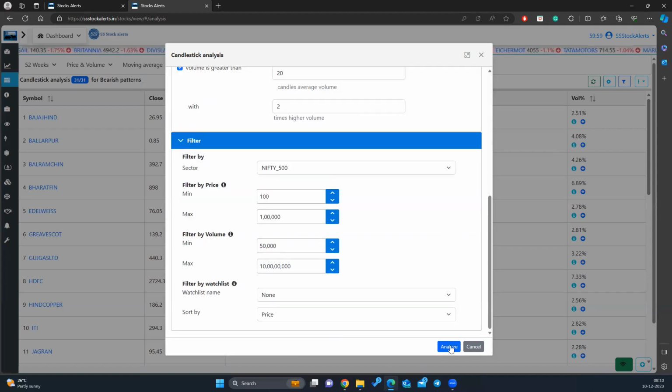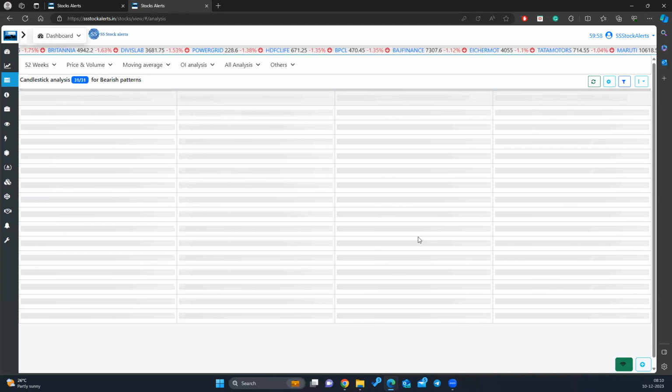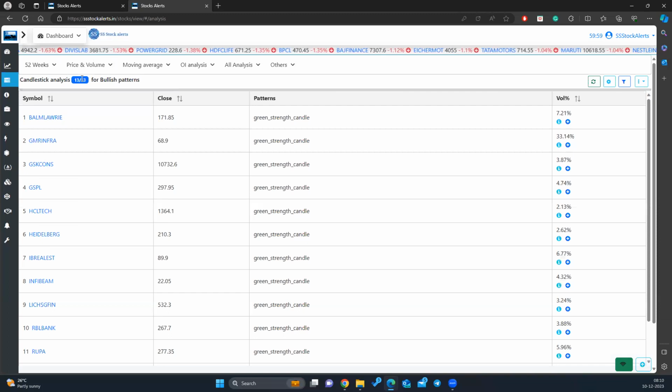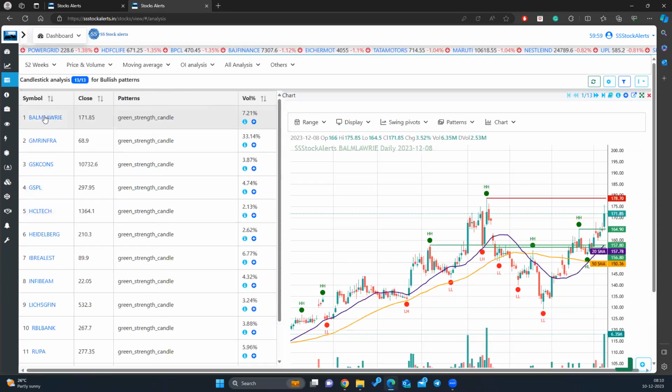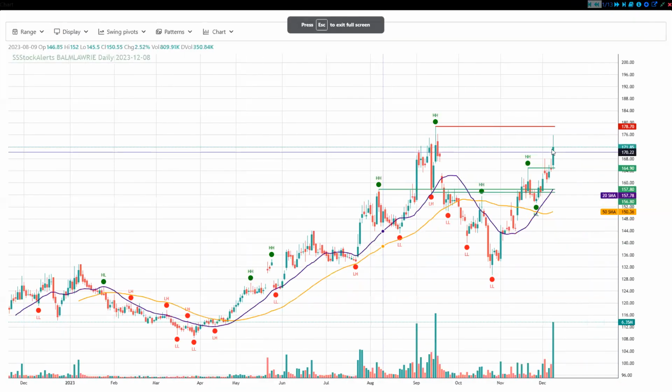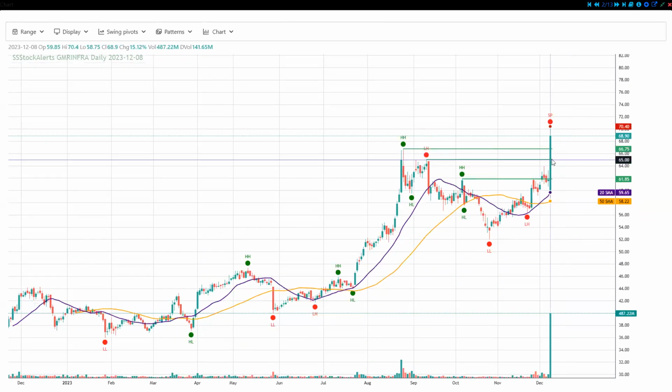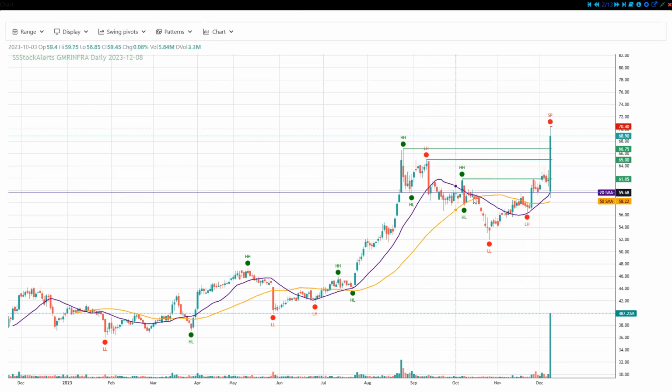So let us check here and analyze. I want to narrow down my stocks. So I have selected now, and it is showing only 13 stocks here. Okay, so you can go for these 13 stocks and verify it. Let us verify it again. This is a strength candle and large volume. Okay, so this is also GMR Infra, strength candle, and some good structure is there.